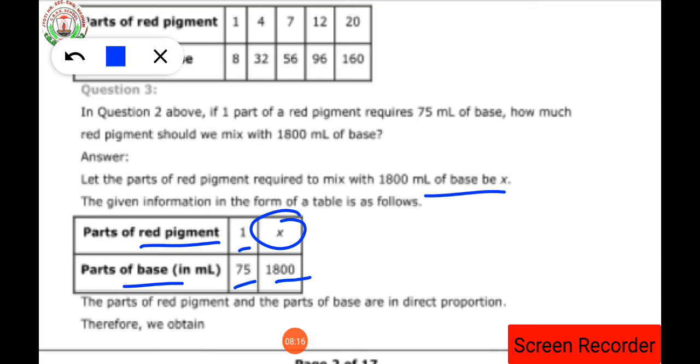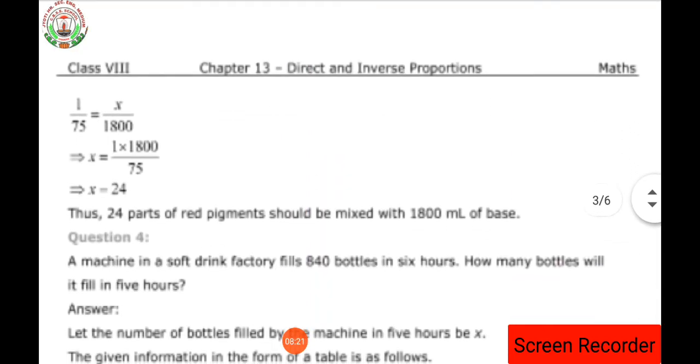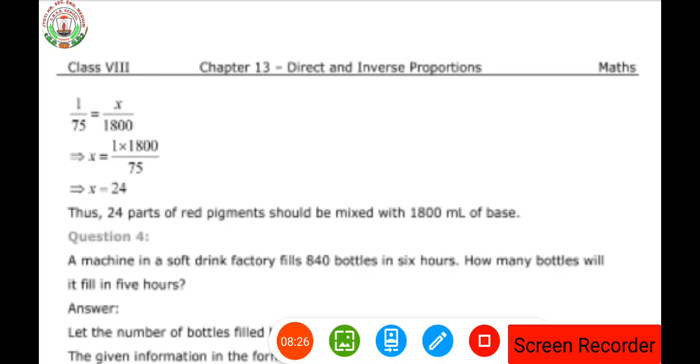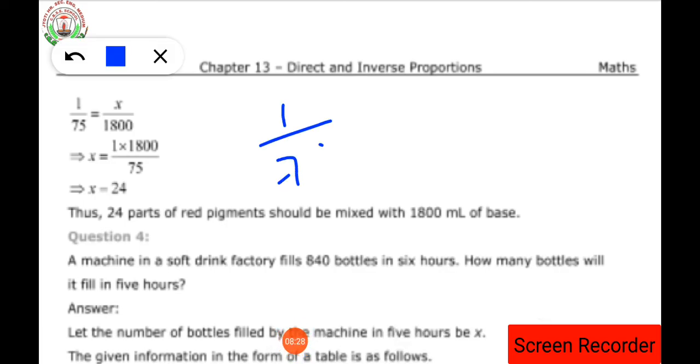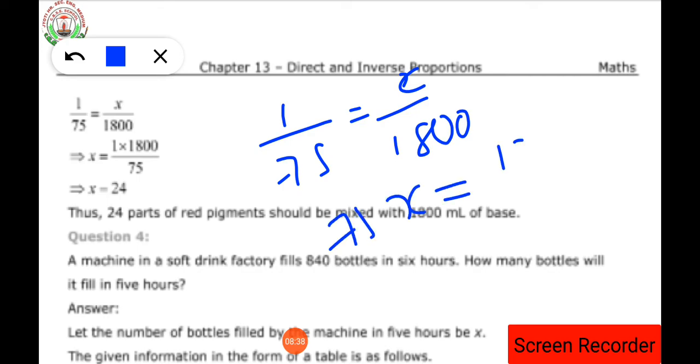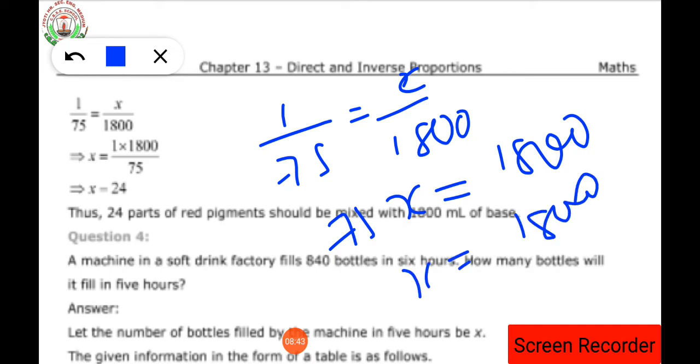Clear? Now let's do the cross multiplication, as in direct proportion, x1 is to y1 as x2 is to y2. So 1 upon 75 is equal to x upon 1800. Cross multiplying, 75 into x is equal to 1800. Then x is equal to 1800 upon 75. We will get the required answer as 24. So in this way you have to solve question number 3.